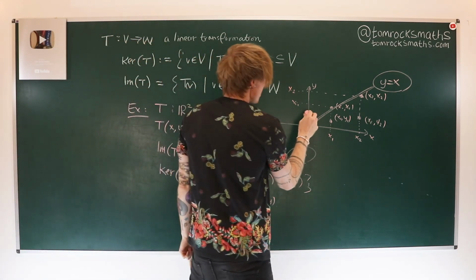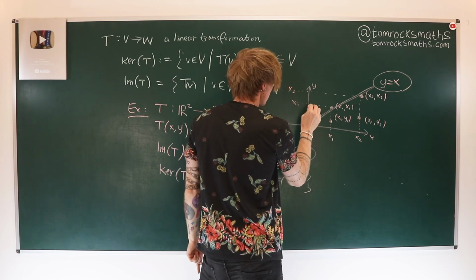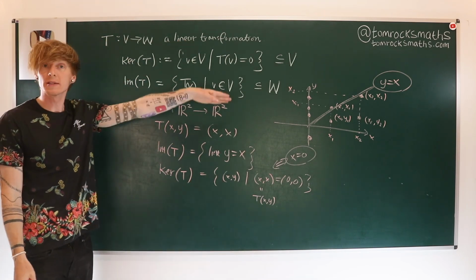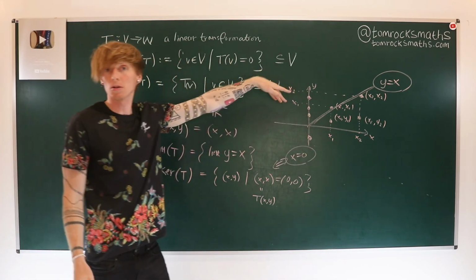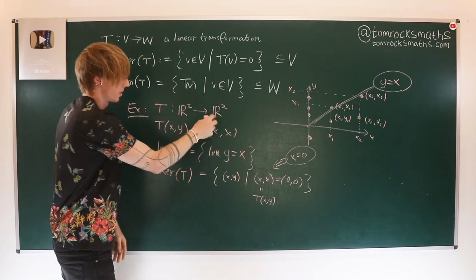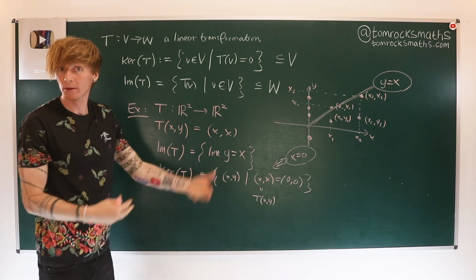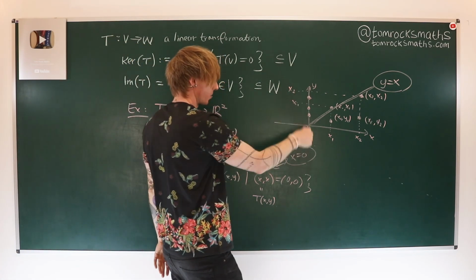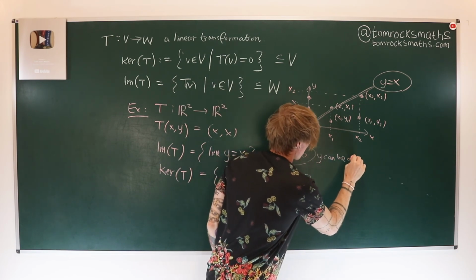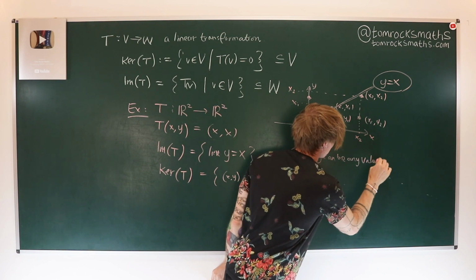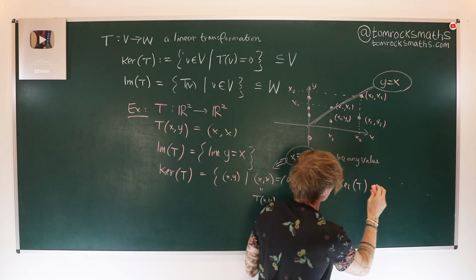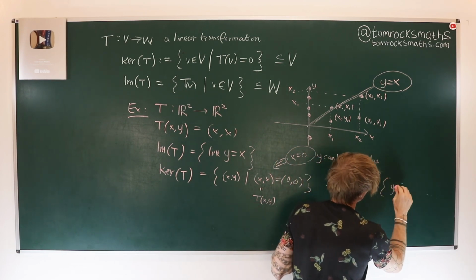So if we had any point here, or here, or here, or even for a negative value of y, all of those points have x equal to 0 along the y-axis, and therefore (0, y) would just go to (0, 0). They would all go to 0. So anything along the y-axis, y can be any value, but x has to be 0. Therefore, the kernel of this map is going to be equal to the y-axis.